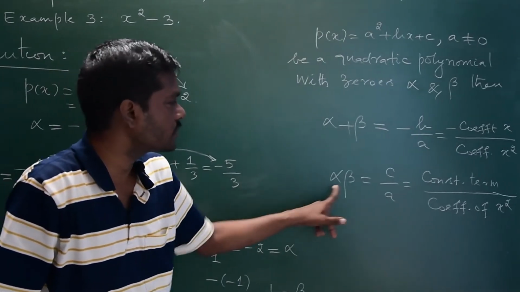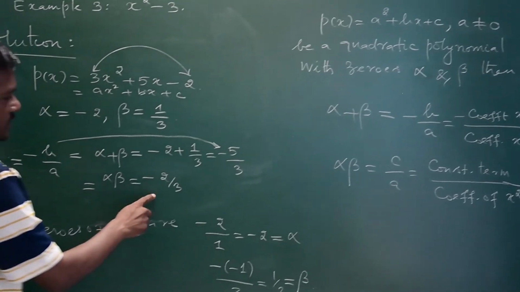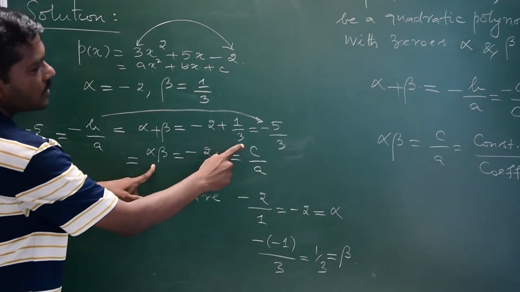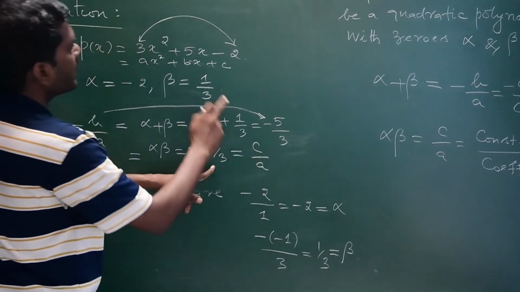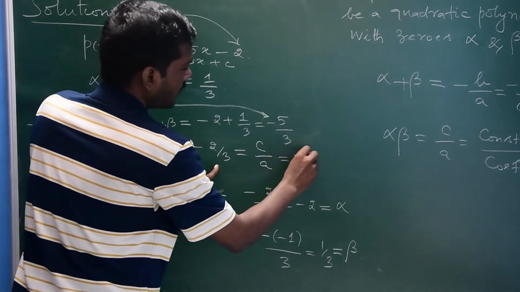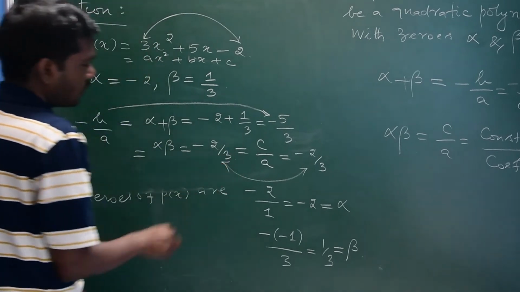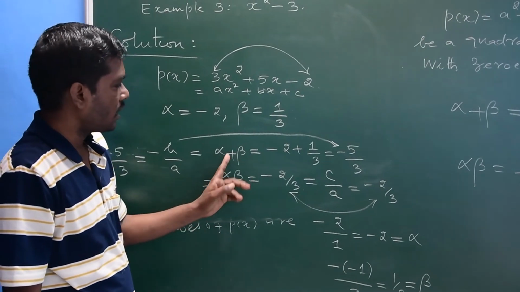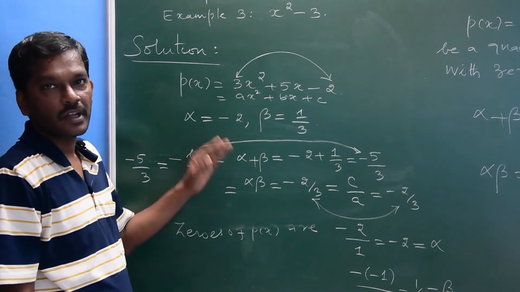Likewise, what is the product of the zeros? Alpha beta is equal to c by a. What is c by a? c is minus 2, a is 3, so minus 2 by 3. So they are equal. So the sum and product of the zeros are verified with the corresponding coefficients.